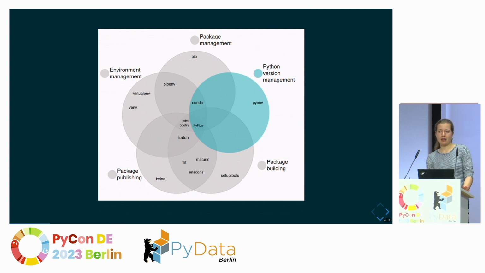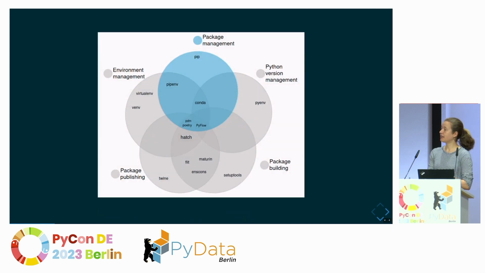Let's say Python released a new version and it has some new cool features that you want to try out. Then you would want to be able to install different Python versions and switch between them easily to try out these features, and that's what Python version management is about. You can see here there's one single-purpose tool we will look at, PyEnv, but also some that fulfill other tasks, like Conda.